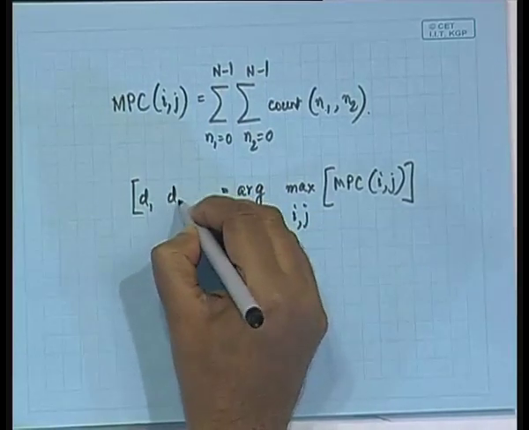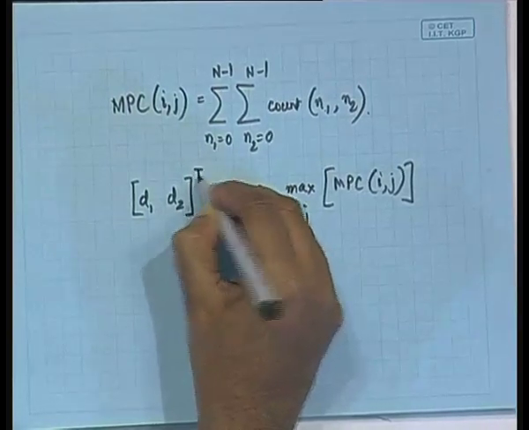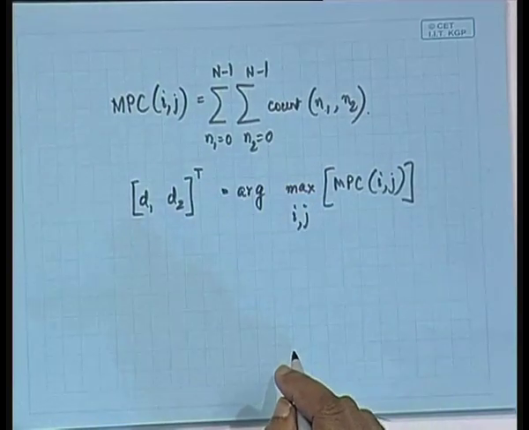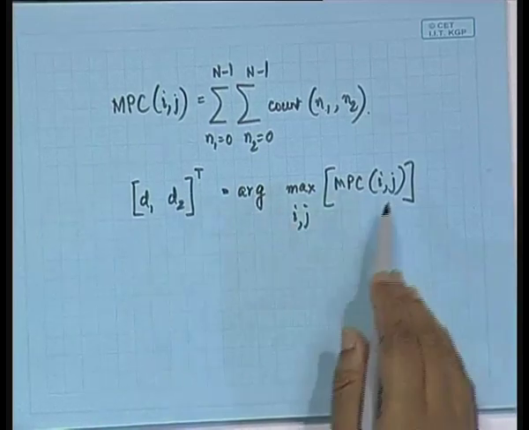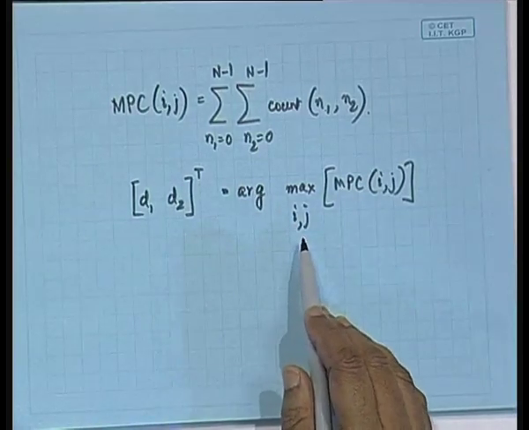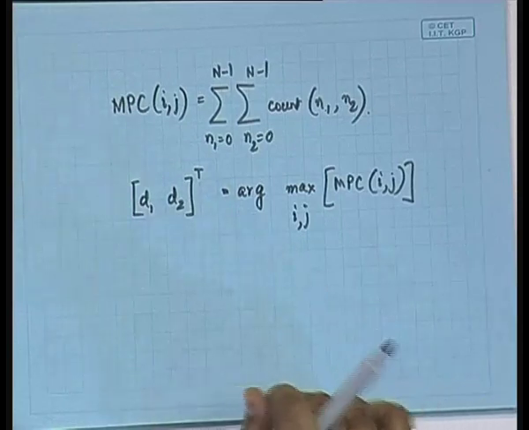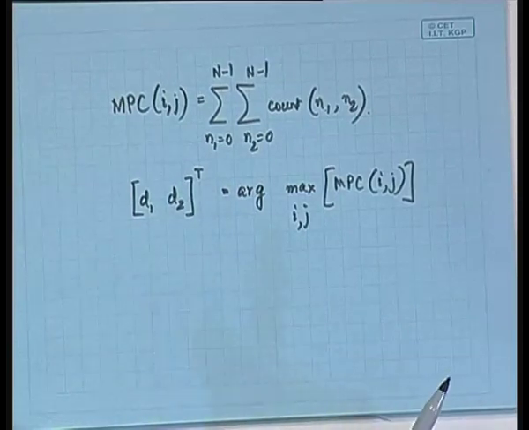So, we can say that the motion vector d1 d2, written as d1 d2 transpose, will be given by the argument max of this quantity. So, otherwise this is a very simple measure.